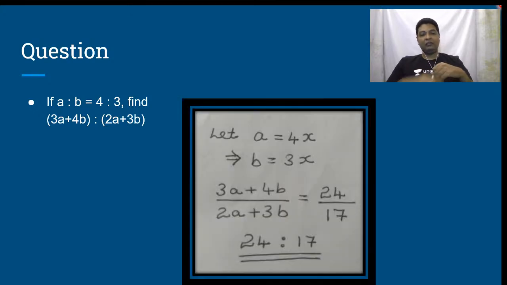The same thing I have just explained, I have written over here. Let A be equal to 4x, then B will be equal to 3x. 3A plus 4B by 2A plus 3B will be 24x by 17x. x and x get cancelled out. We are left with the ratio 24 is to 17. Is that clear?